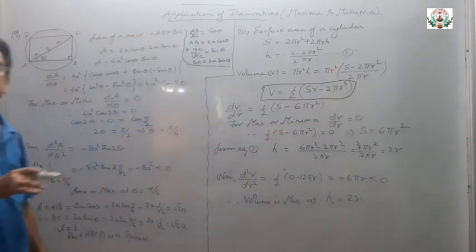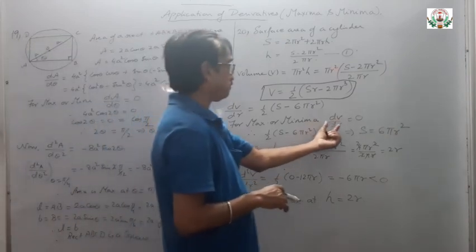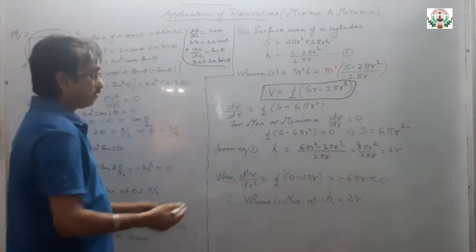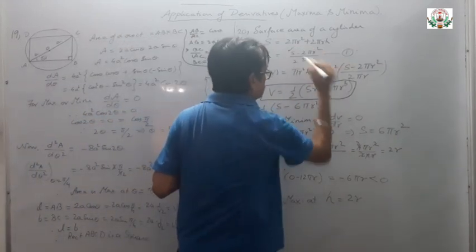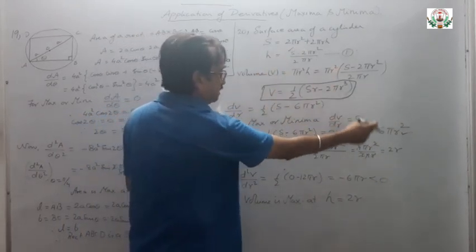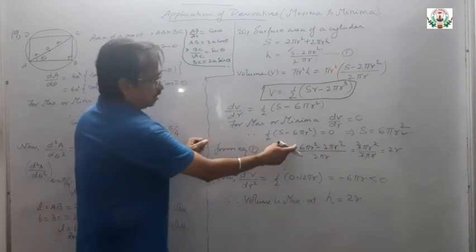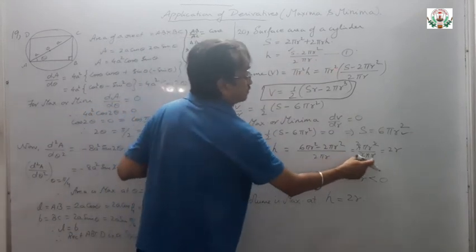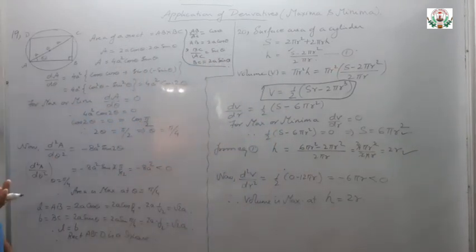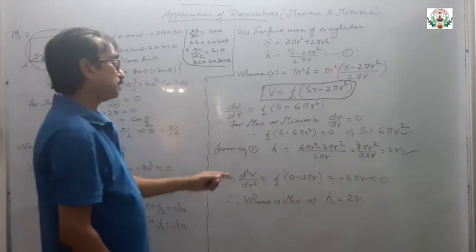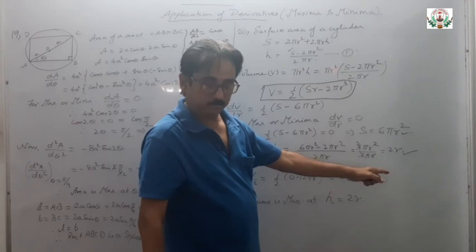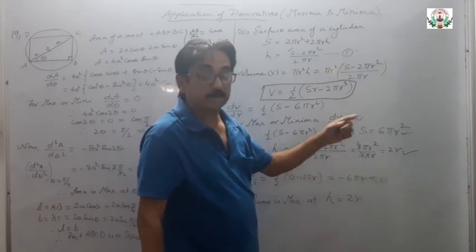So for maximum and minimum calculation, we take dV by dr equal to 0, we get surface area equal to 6 pi r square. As we got the value of S equal to 6 pi r square, in equation 1 I have substituted this value of S as 6 pi r square. So 6 pi r square minus 2 pi r square upon 2 pi r, after simplification I got height is equal to the diameter, that is twice the radius. Now I have to check whether h equal to twice the radius, or diameter, is maxima or minima.